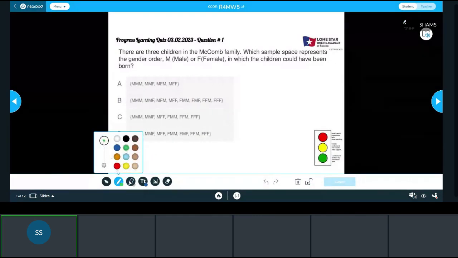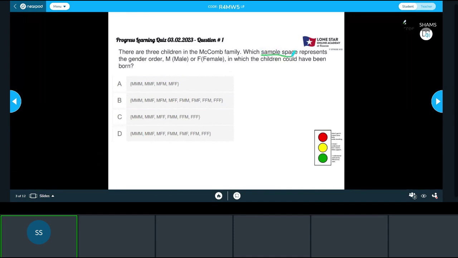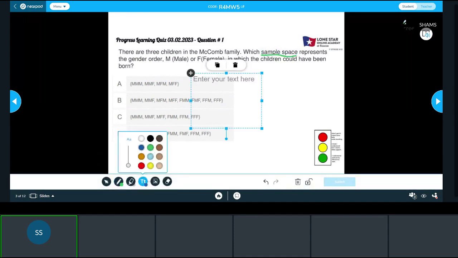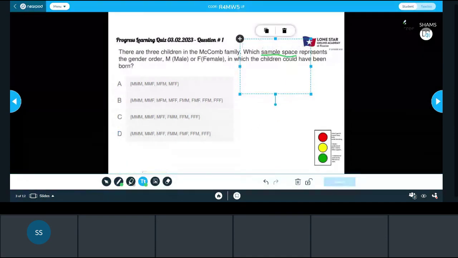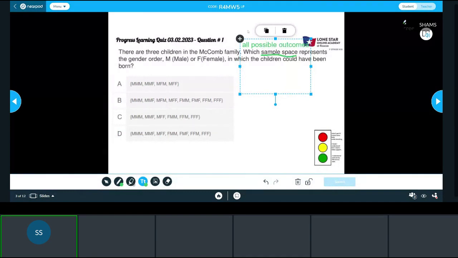here the question says, there are 3 children in the Macomb family. Which sample space represents the gender order, male, M, or female, F, in which the children could have been born? You want to write down all the different possibilities, right? Here the word sample space means all possible outcomes. As a reminder, sample space means all possible outcomes.